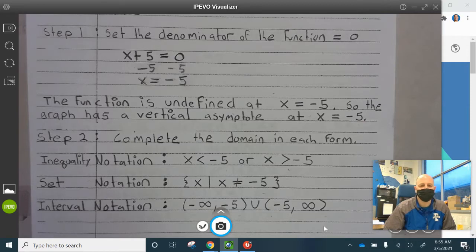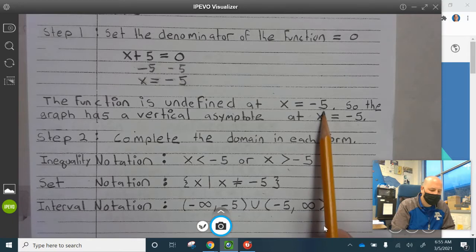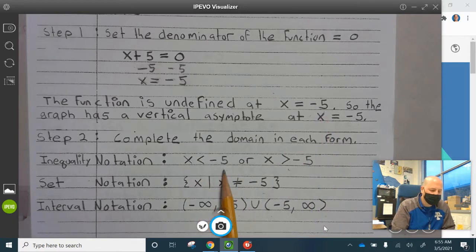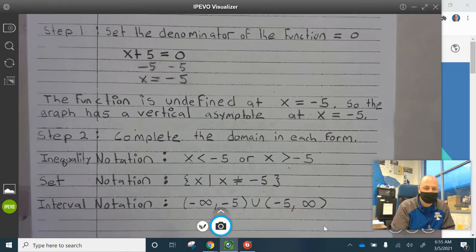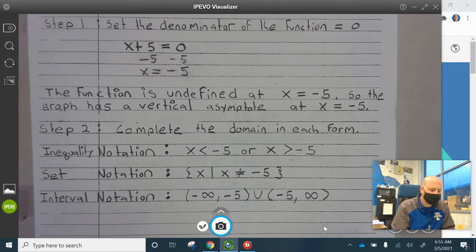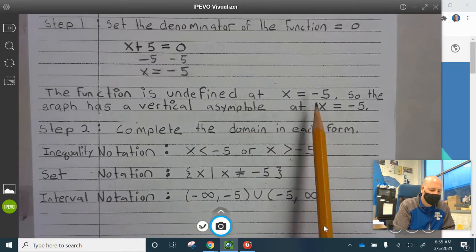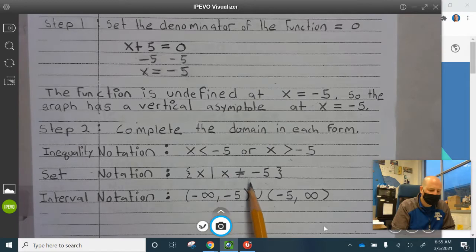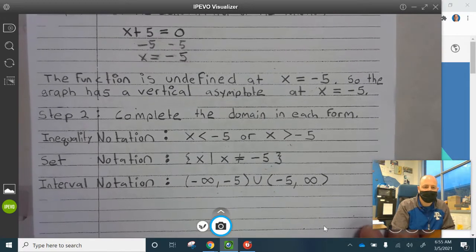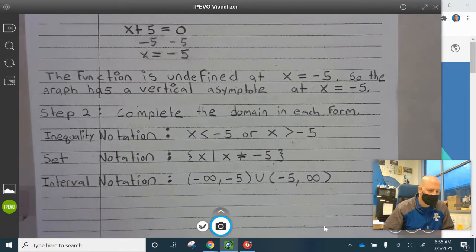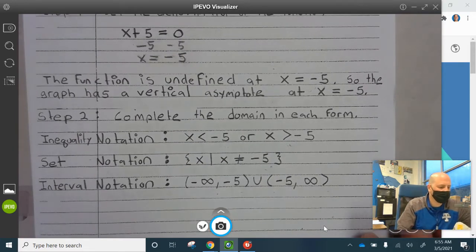Complete this. Step 2. Complete the domain in each form. In inequality notation, since it's undefined at negative 5, x is less than negative 5 or x is greater than negative 5. In set notation, again, since x is undefined at negative 5, it's x such that x does not equal negative 5. In interval notation, it's negative infinity to negative 5, not including negative 5, or not including negative 5 to infinity. All right, go ahead and finish up question 1.